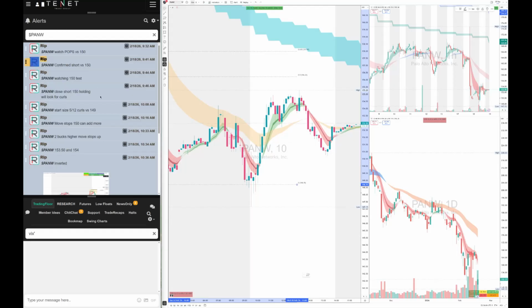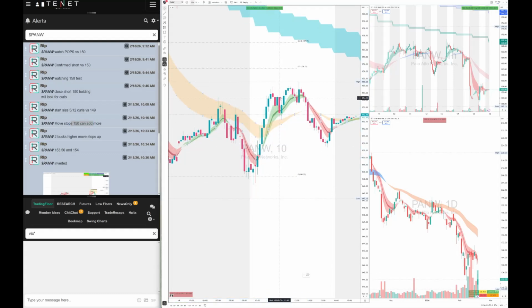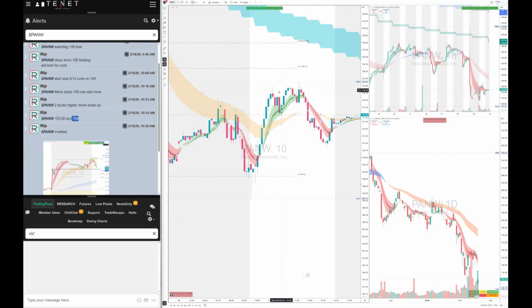I told the traders, when I see that it's holding, close the shorts, look for curls. I told them you can start a small size versus 149, that's your stop. Then you can move your stops up and you can add more. So we added here at 150s, we added more at 151s, we moved the stops to 150. It ran for us all the way to 155. No hindsight, I gave the targets of 153, I gave the targets of 154. We hit both targets, we actually hit 155.